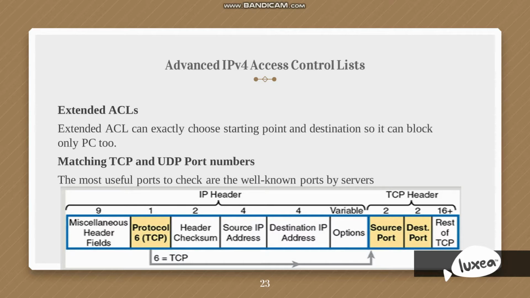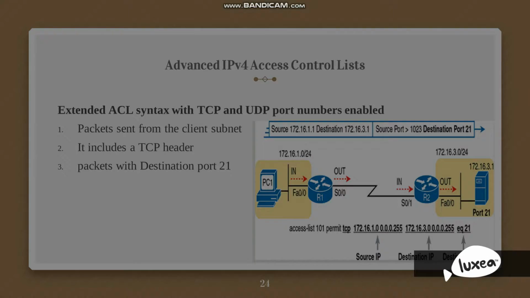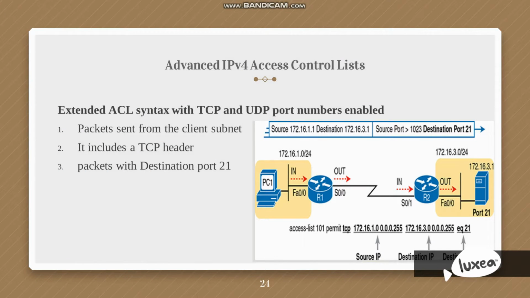And matching TCP and UDP port numbers, the most useful ports to check are the well-known ports used by servers. In this picture, we see the IP header and TCP header and port number fields. So now this is an example of an FTP server and client on the left. I took a while to understand this figure, but it is very simple and nothing to worry about.